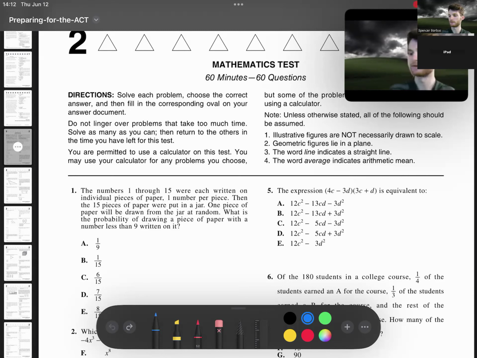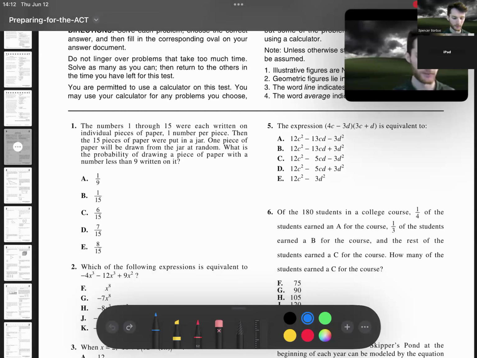Time starts now. Okay. Question one. The numbers 1 through 15 were each written on a piece of paper, one number per piece. The 15 were put in a jar. One piece was drawn from the jar at random. What is the probability of drawing a piece of paper with a number less than 9? 1, 2, 3, 4, 5, 6, 7, 8, which means there's a probability of 8 out of 15. My answer is E. I took less than a minute, so I am on track.